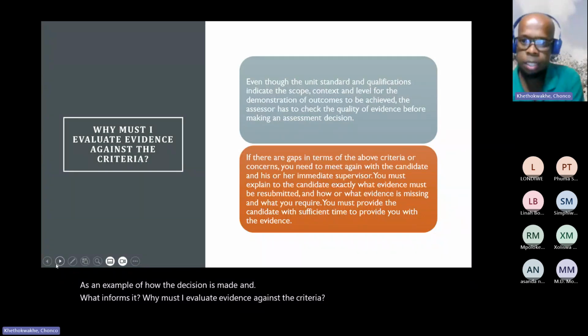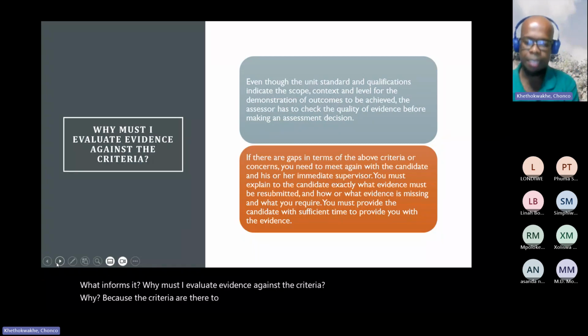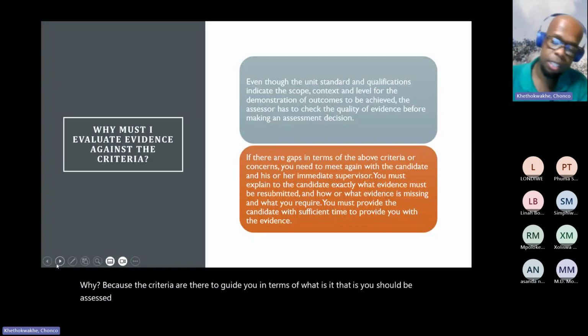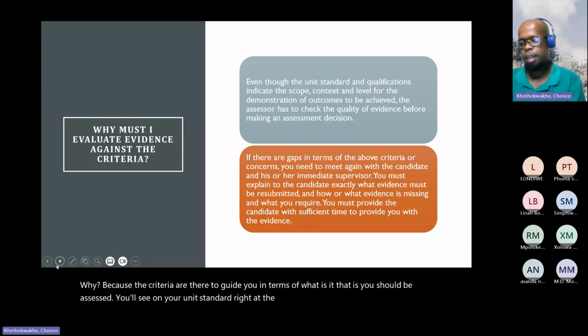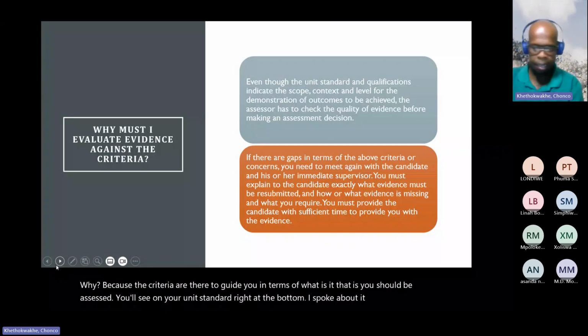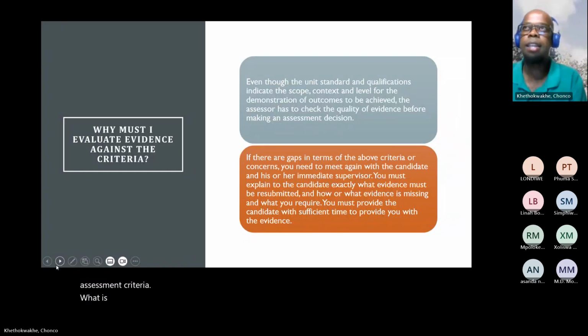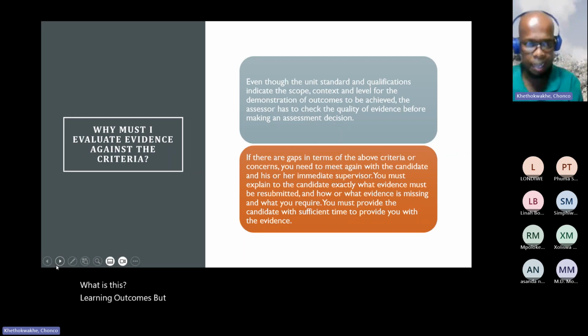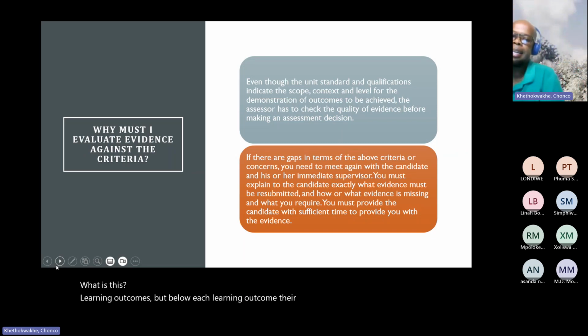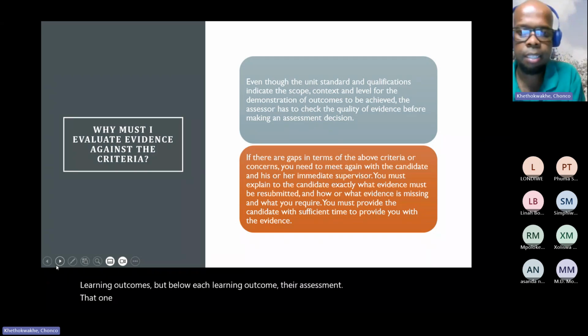Why? Because the criteria are there to guide you in terms of what it is that you should be assessed on. You'll see on your unit standard, right at the bottom, I spoke about it yesterday, there are assessment criteria under your learning outcomes. Below each learning outcome, there are assessment criteria that one needs to follow in terms of conducting an assessment.